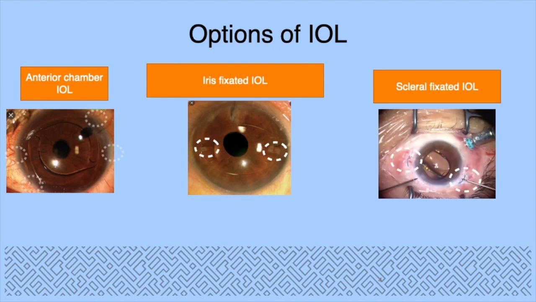Now let's look at our options of IOL that we have to replace the PC IOL. The one that we are most familiar with is the anterior chamber IOL, which anchors at the angle. Iris fixated IOL, which can either be sutured or iris claw. Lastly, scleral fixated IOL, which can either be sutured or non-sutured.